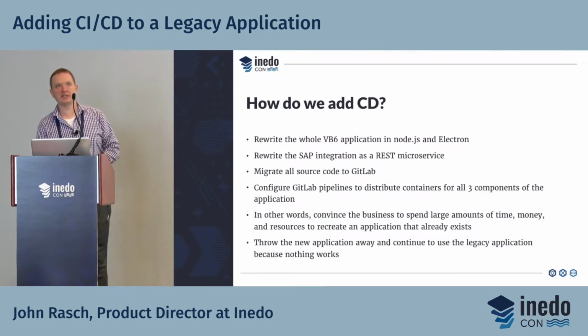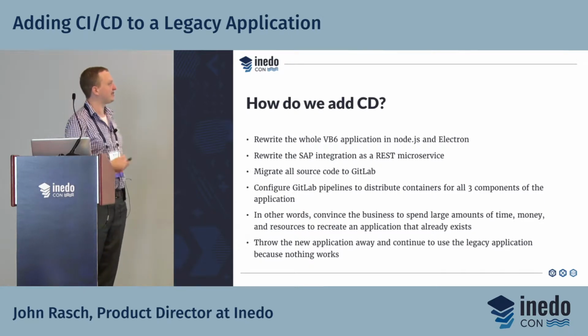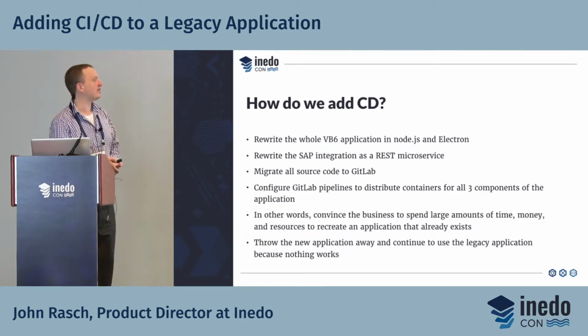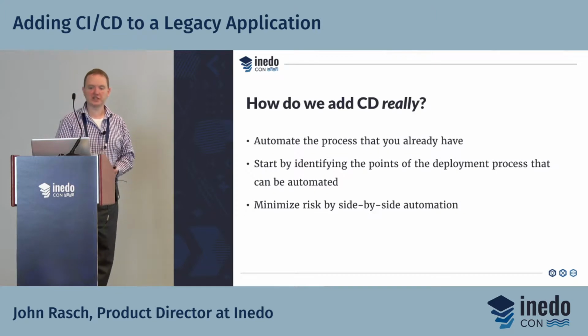So how do we add CD to a process like that? Rewrite the whole VB6 application in Node.js and Electron, rewrite the SAP integration as a REST microservice, migrate everything to GitLab, convert it to containers, and convince the business to spend large amounts of time and money and resources to recreate an application that already exists, and then throw it away because nothing works. So how do we really add CD?